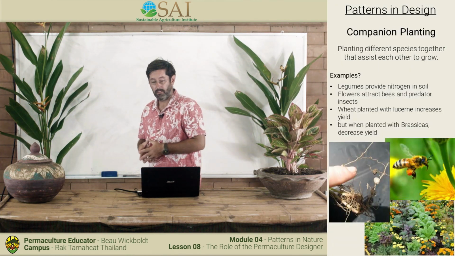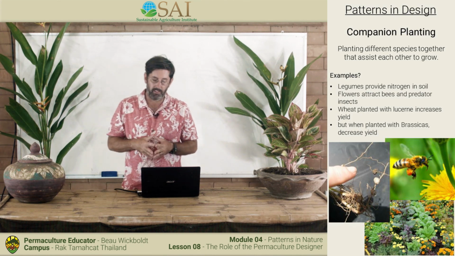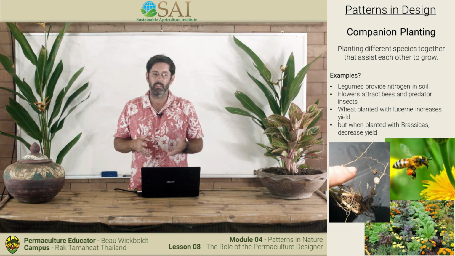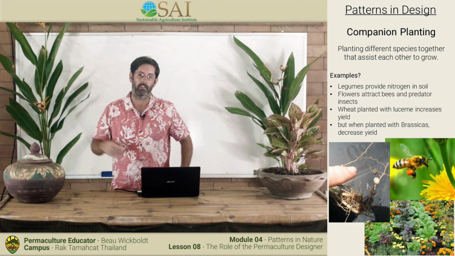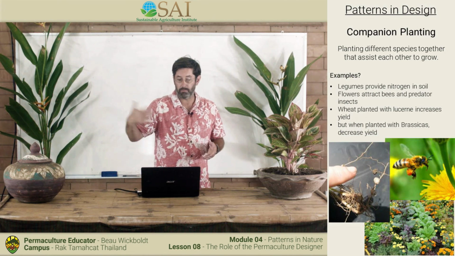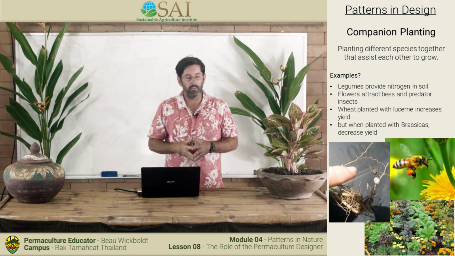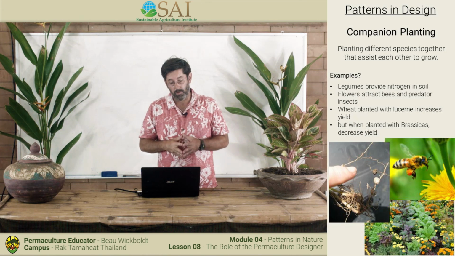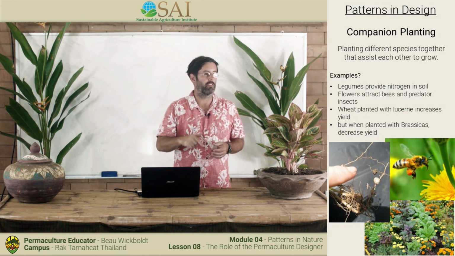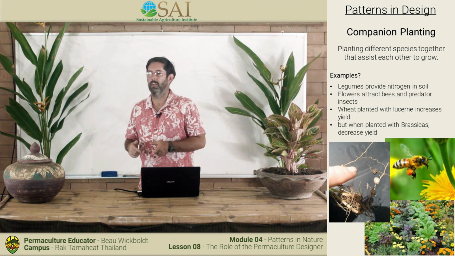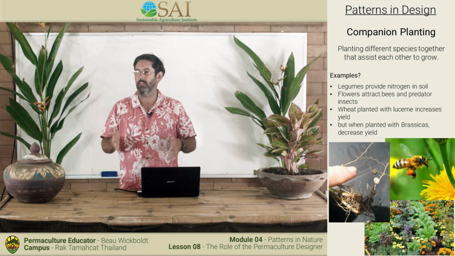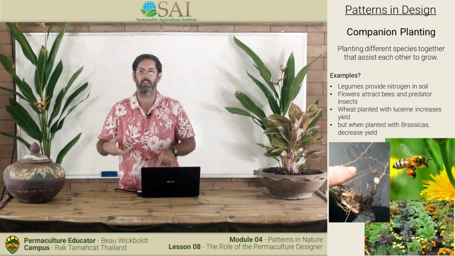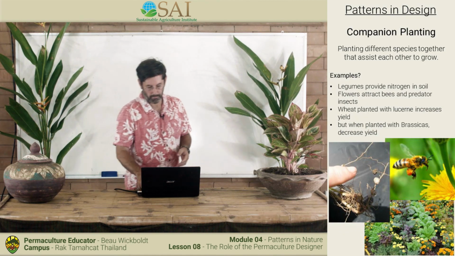So companion plantings, well, planting different species together that assist each other to grow. Examples would be legumes providing nitrogen in the soil, flowers attracting bees and predator insects. Wheat that's planted with Leucaena increases the yield, but when planted with brassicas, the yield decreases. So remember, we have to learn about our plants. Certain ones interact better and it would increase the yield, and in another relationship, they'll actually decrease the yield. It'll take away from that particular plant.